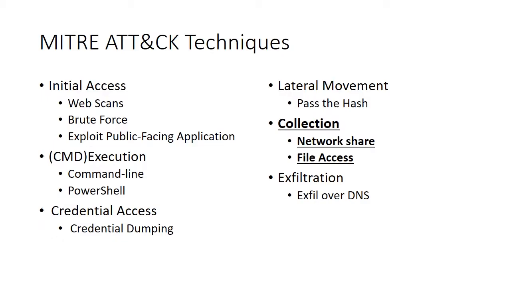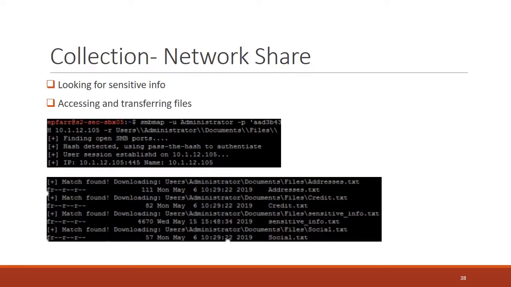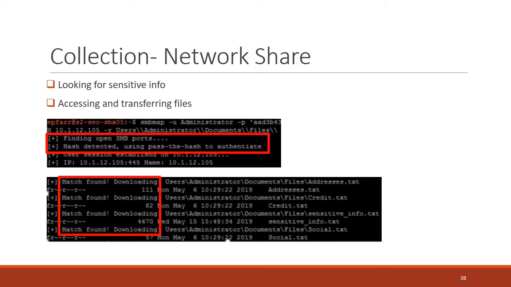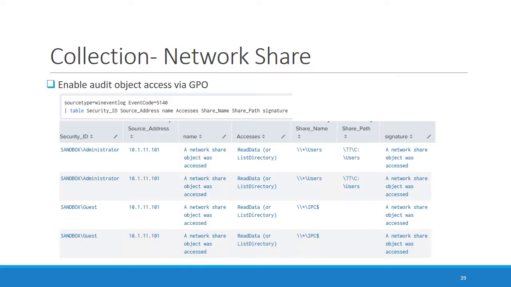In the home stretch, we're going to look at network and file access. Now our attacker has the access they need. They're going to look for the sensitive files that they came for in the first place. Here we see them using SMBMap to pass the hash, and they have successfully found and downloaded sensitive files. If we enable audit object access, we can see what user accesses what network shares and from where.